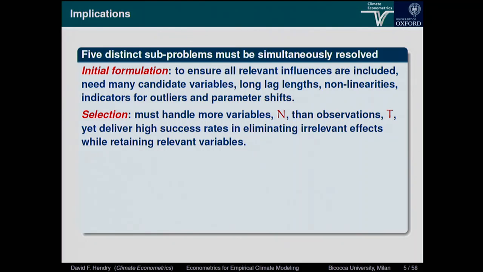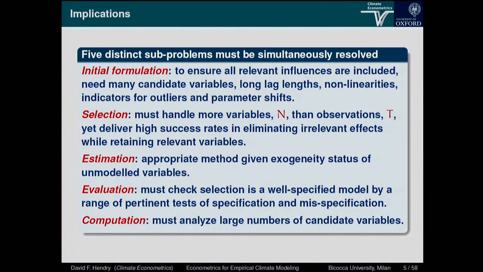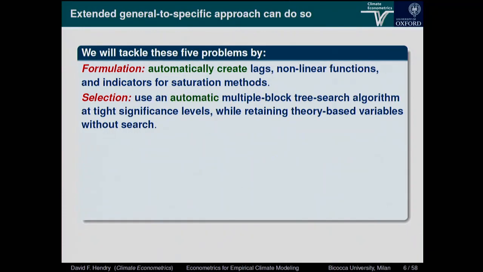So model selection, that makes a big difference. You've got to handle more variables N than observations T in our approach, but it can still deliver quite high success rates in eliminating what's irrelevant or retaining what's relevant. Then the appropriate estimation method depends on the exogeneity and endogeneity status of all the unmodeled variables. Evaluation, you want a well-specified model, and there's a range of tests that have been developed over the decades by econometricians for evaluation. And then there's computation. You've got to handle, in our case, very large numbers of candidate variables, and that requires a fast computational procedure.